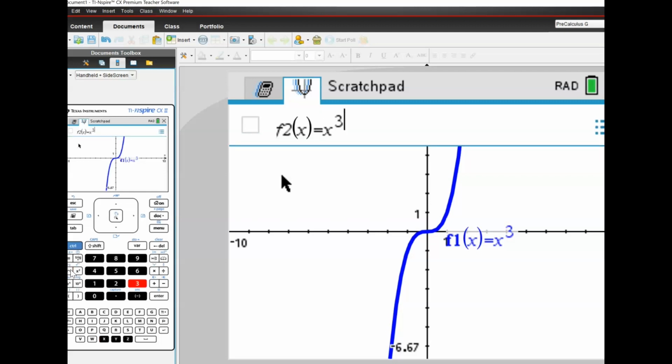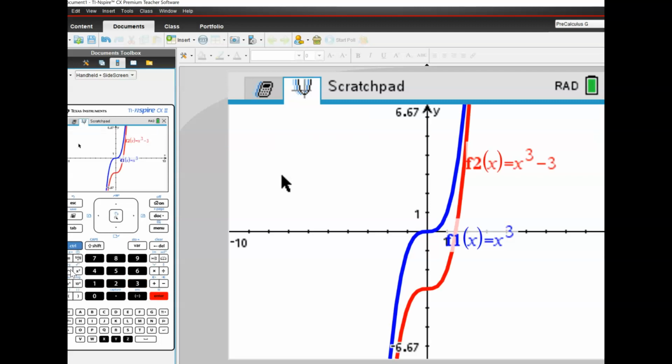X cubed, and then is it plus 3? It's minus 3. So notice I'm not in the exponent. I am outside the exponent. Your graph must look exactly like this. If it doesn't look like this, you inputted it wrong. Make sure this minus 3 is below, in line with the X.